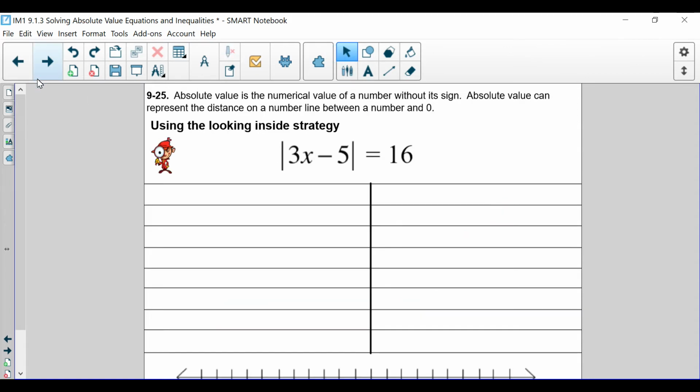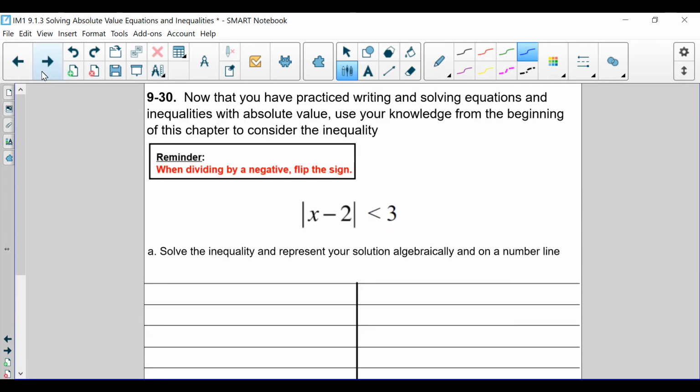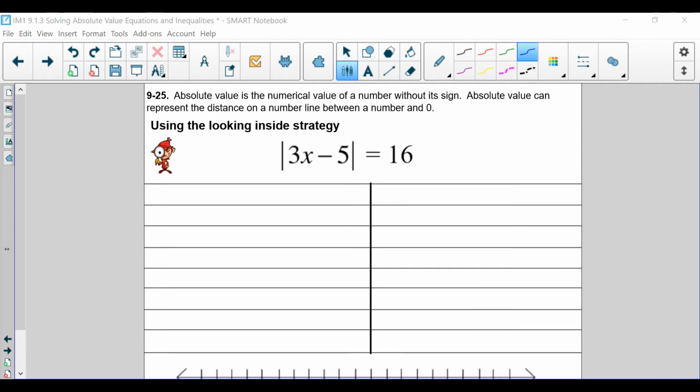Now, looking at this one, again, we have another absolute value problem. I'm going to pause the video just so that you guys can try it on your own, and then I'll show you the solutions. The main ones that I really want to talk about in this video are the inequalities. So go ahead and do this one.